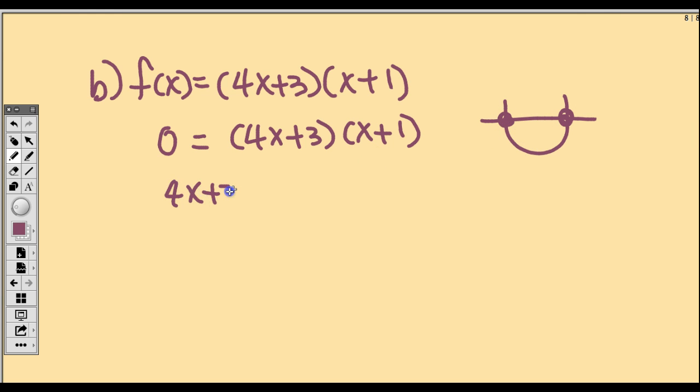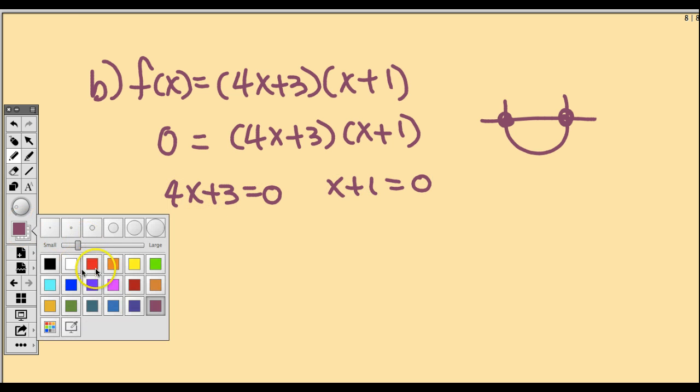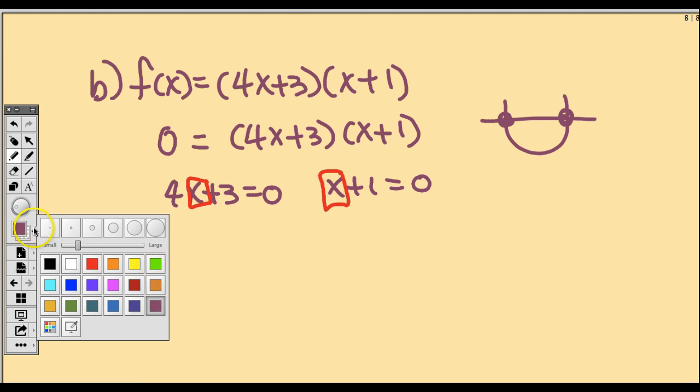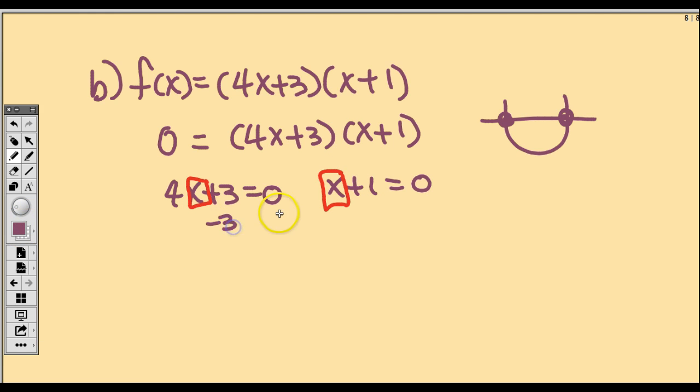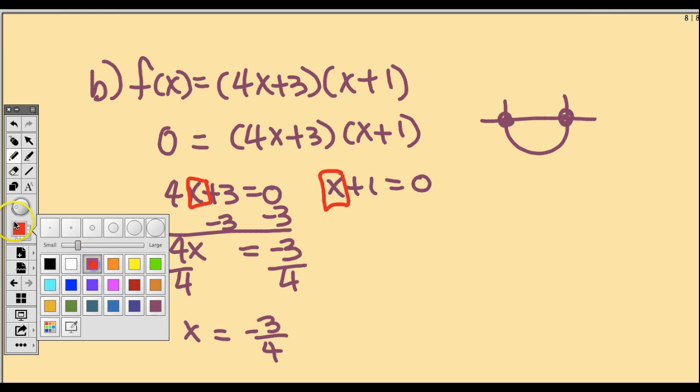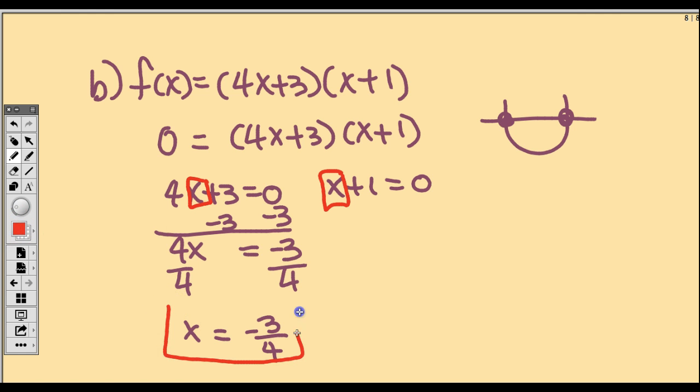So 4x plus 3 equals 0. X plus 1 equals 0, okay? So then from here it's pretty obvious. You want to find out what x is equal to. So then you solve for x. Subtract 3 from both sides of the equal sign. So you get 4x is equal to negative 3. And then you're going to divide both sides by 4. So x is now equal to negative 3 over 4. And that's going to be your first answer, right?